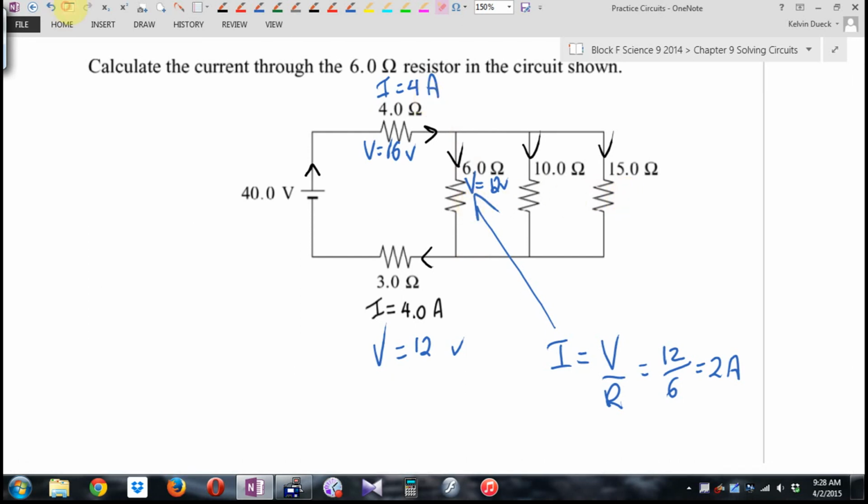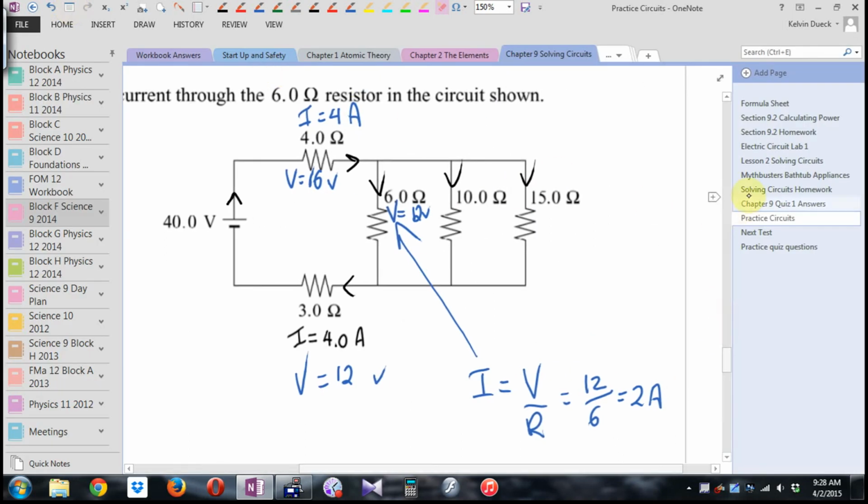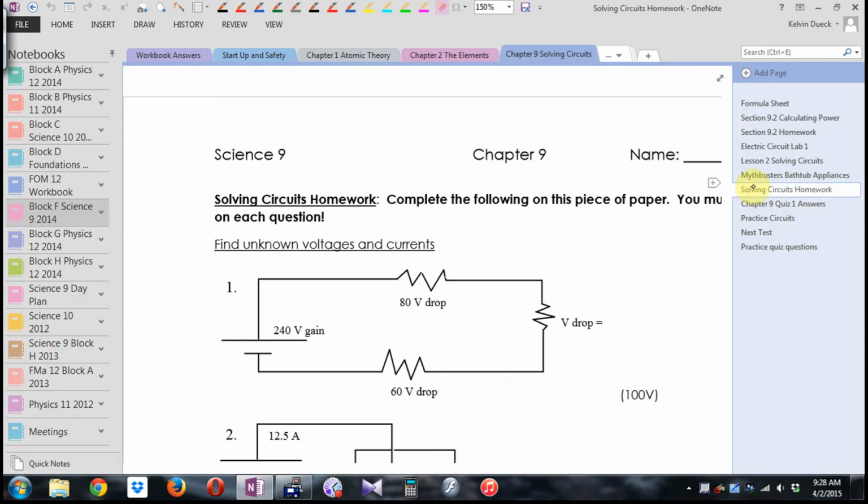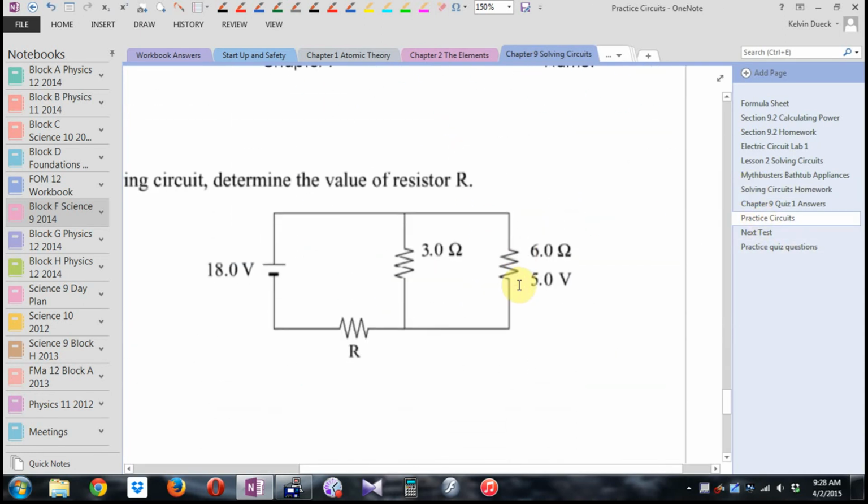Let's go to the solving circuits homework. Let's start working through some of these. I think there was only up to number 8, right? What did the question want you to find? We answered the question. Oh, there's a number 9? I stand corrected. Let's do number 9.